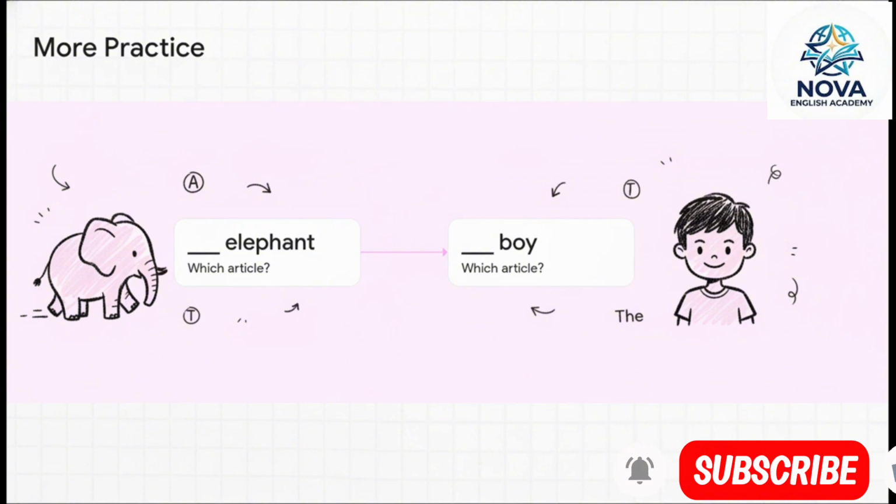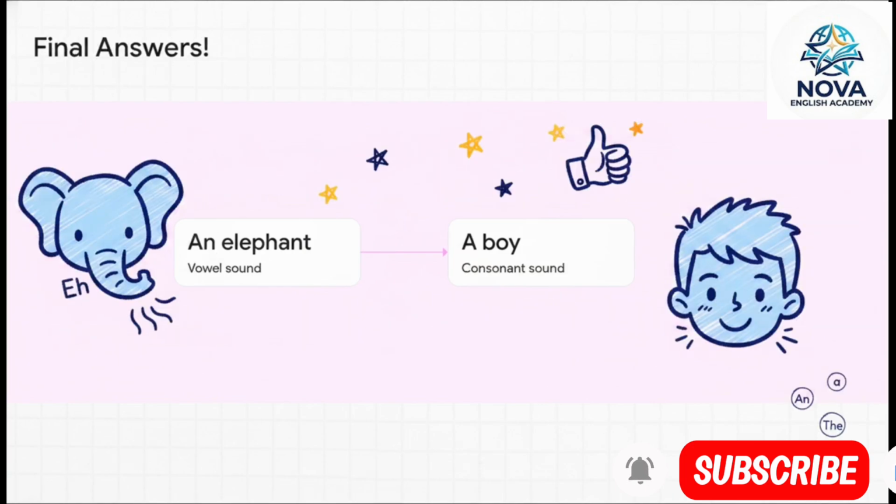Number 4, blank elephant. And number 5, blank boy. Lock in those final answers. And the final answers are an elephant, starting with that E vowel sound, and a boy, starting with a hard B consonant. Seriously, if you got all of those right, give yourself a huge pat on the back.